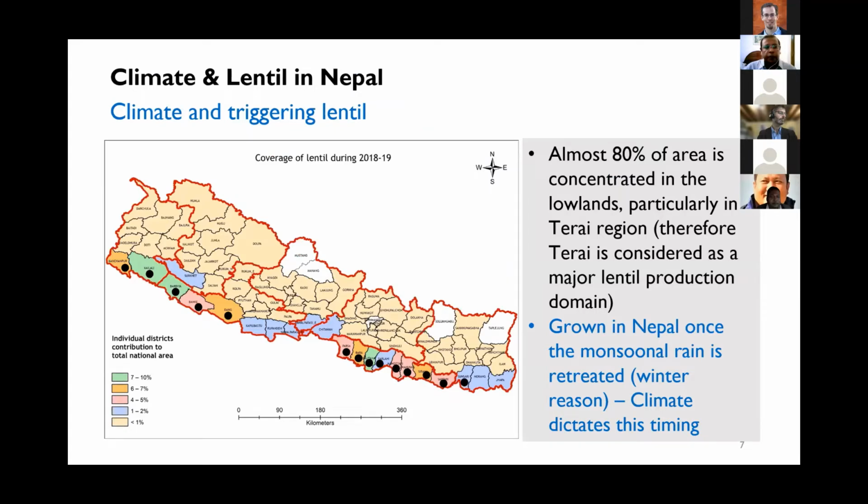Almost 80% of the lentil area is concentrated in the lowlands, particularly in the Tarai region. Therefore, Tarai is considered the major lentil production domain. Coming back to climate, lentil is grown in Nepal once the monsoonal rain has retreated. Hence, climate dictates the timing of sowing lentil.